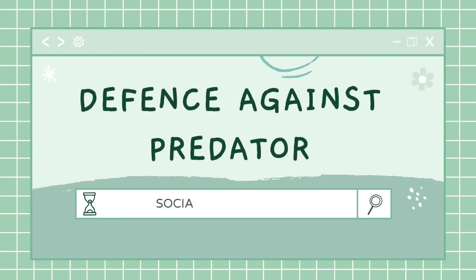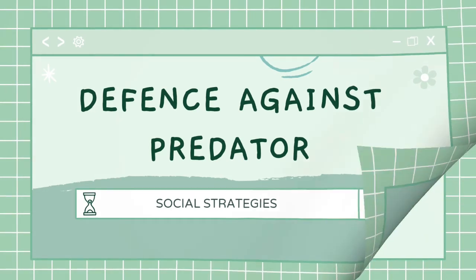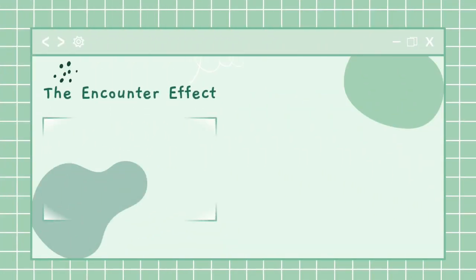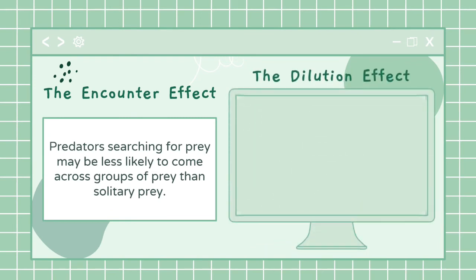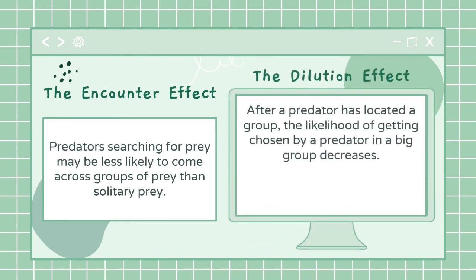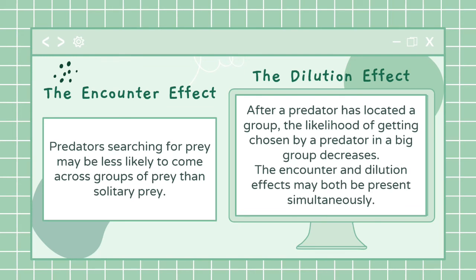Animals can reduce the risk of predation by associating with conspecifics in groups. There are some strategies that prey use to protect themselves from predators. First, we have the encounter dilution effect, which means the higher the number of prey, the lower the probability for the predator to encounter the group of prey. Encounter and dilution effects might operate simultaneously.